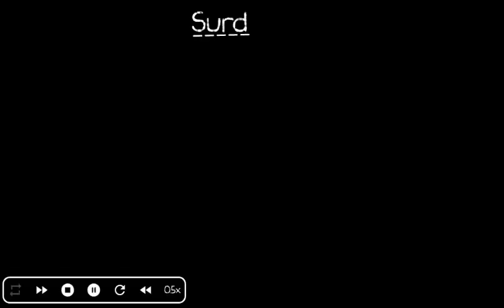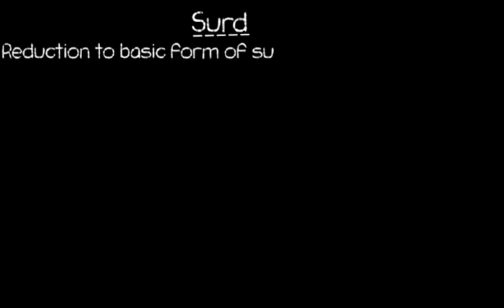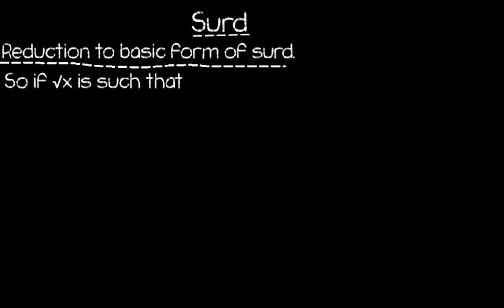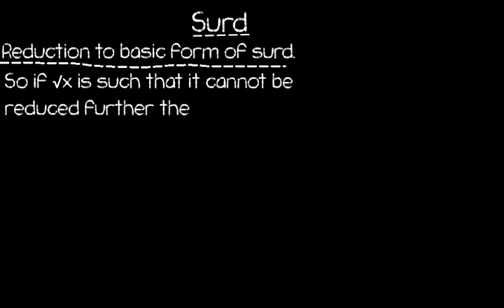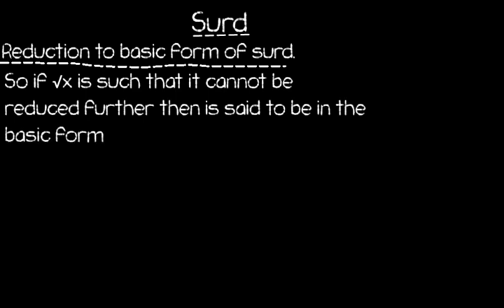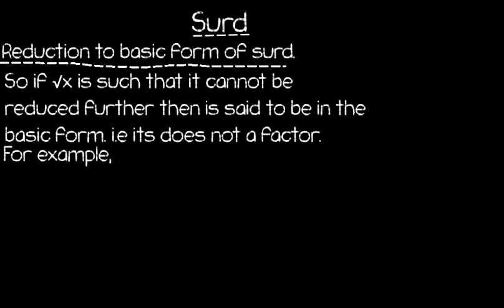So let's start. Surds: reduction to the basic form of surds. That's the first thing we are going to do. Reduction to the basic form of surds. If root x is such that it cannot be reduced further, then it's said to be in the basic form. Thus, it does not have a factor.